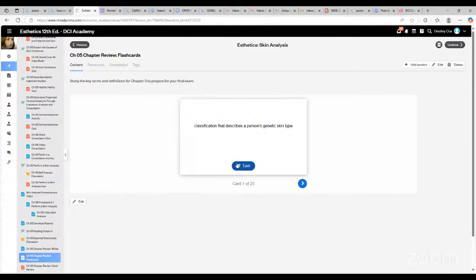A skin type is defined as a classification that describes a person's genetic skin type, what they were born with. Just like hair and skin color, different traits can be genetic. It can have a genetic makeup, DNA, something that can run through the family. So skin type refers to the classification that describes a person's genetic skin type. Going to the next one.